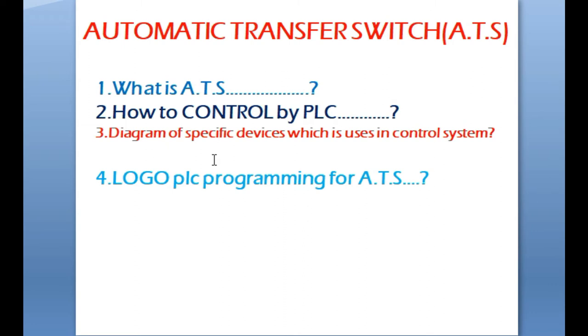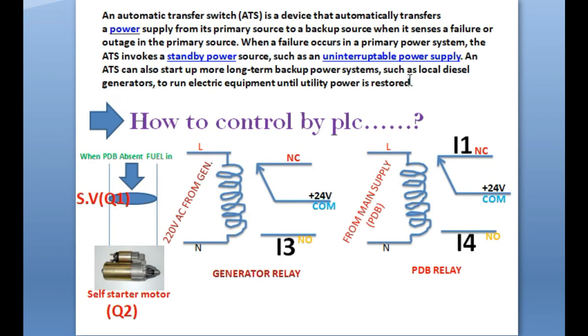So friends, let's go to the definition of ATS. An automatic transfer switch, that is ATS, is a device that automatically transfers the power supply from its primary source to a backup source when it senses a failure of the primary source. That means it is generally a power transfer circuit or panel diagram. When a failure occurs in the primary power system, the ATS senses it and switches to an uninterrupted power supply, like a UPS, any kind of power supply. The backup source is connected immediately or after 5 seconds, depending on the category of your panel design.